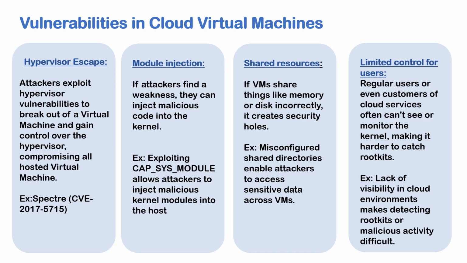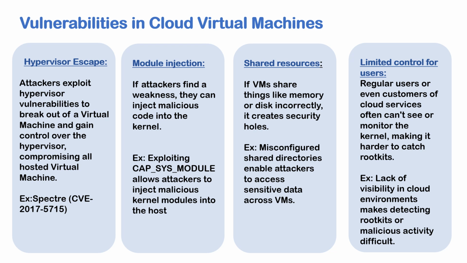Vulnerabilities in cloud VMs. So what makes cloud VMs vulnerable? One example is hypervisor escape. If an attacker finds a vulnerability in the hypervisor, like Spectre or Meltdown, they can break out of the VM sandbox and interact directly with the host system.